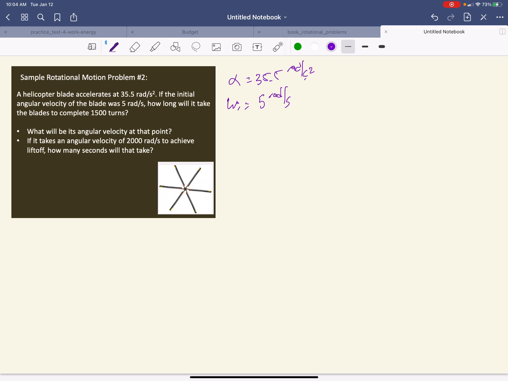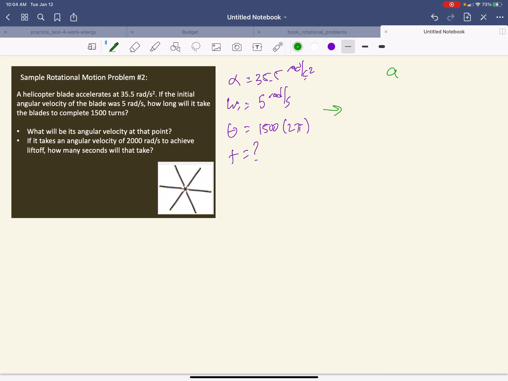And it's saying how long will it take to complete 150 turns. So we know that the theta, the angular distance, is 150 turns, which is 150 times 2 pi. And we're trying to figure out the time. How long does it take? So the next thing we do is sort of convert this into a linear system, just to figure out what we're talking about. It's not like we're actually going to solve it linearly. We're just trying to figure out what formula is the best one.